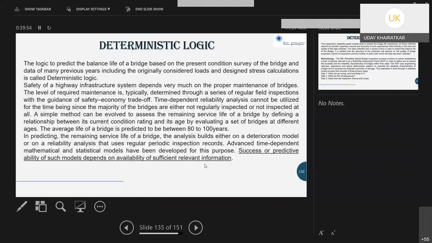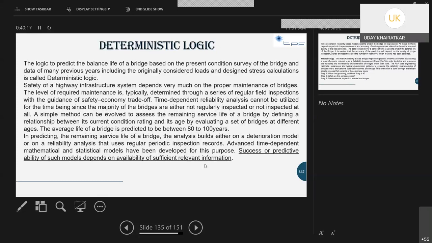The logic to predict the balanced life of a bridge based on the present condition survey of the bridge and data of many previous years, including the originally considered loads and design stress calculations, is called deterministic logic. So this logic is basically based on the data that is available on the maintenance of the bridge, right from the commissioning stage to the present stage, what is the maintenance that was done on the bridge.